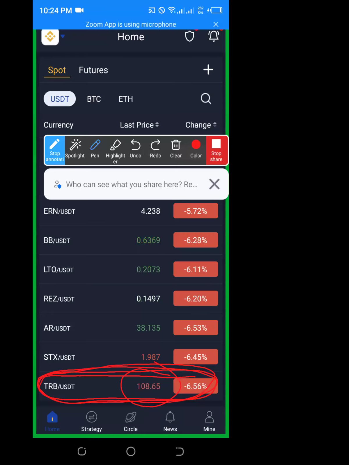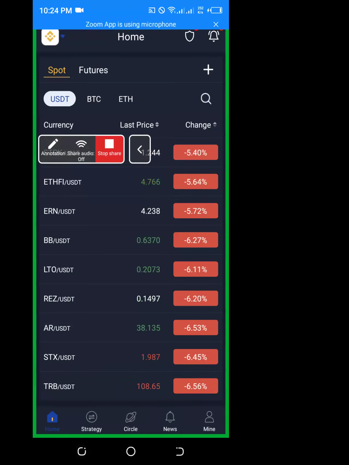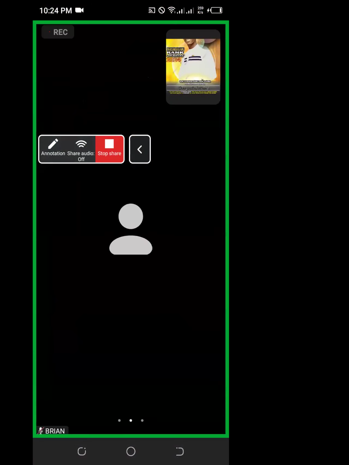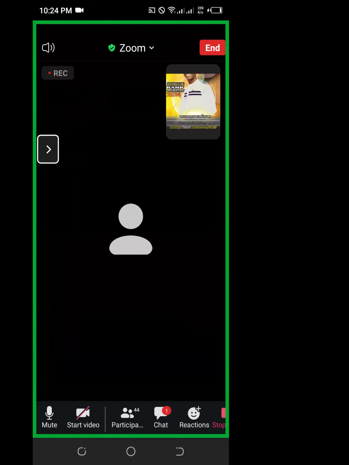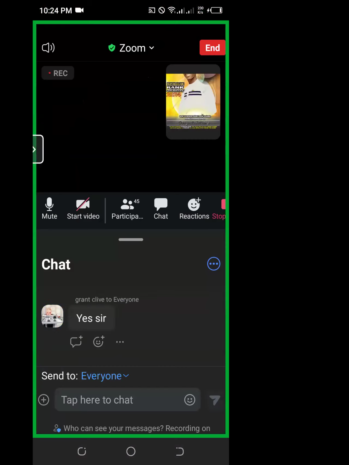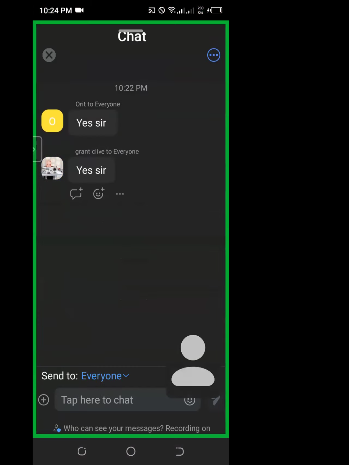Have you understood, guys, how to pick a coin by yourself?